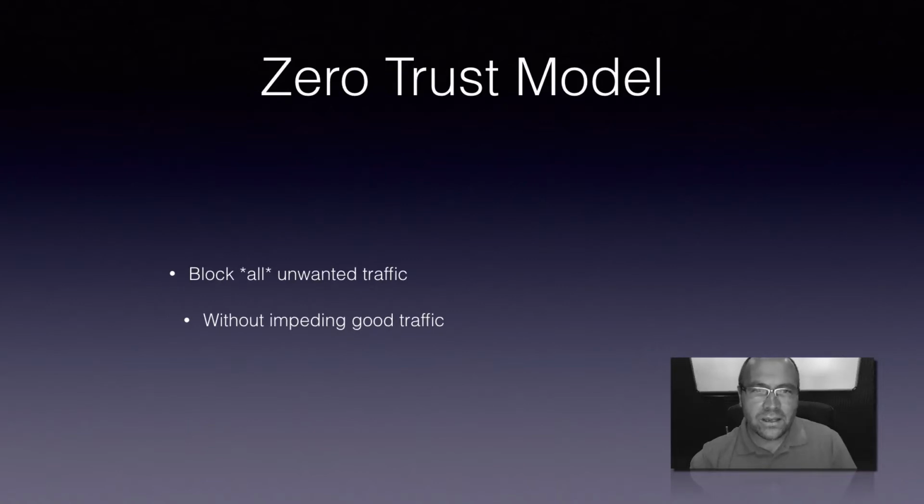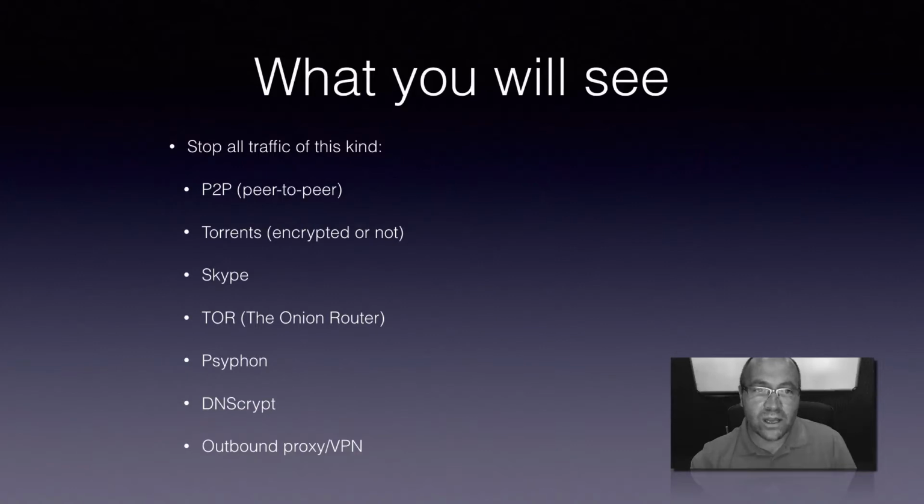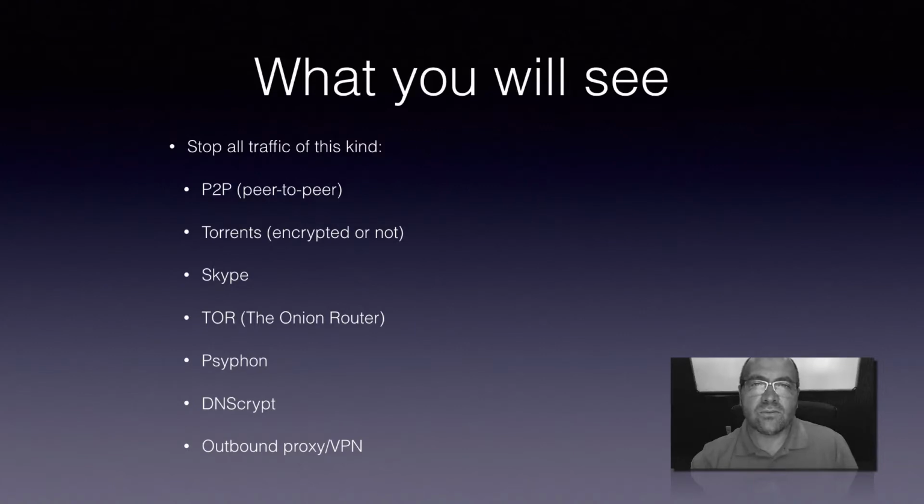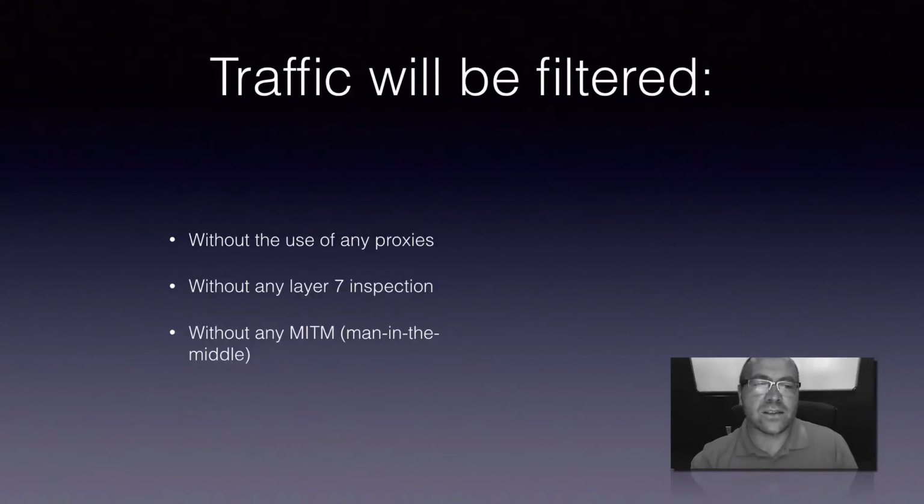I'll show you how, if you're the administrator of a backhaul or a business internet connection or even a small network broadband connection, you can positively stop peer-to-peer traffic, including torrents, whether they're encrypted or otherwise, Skype, or anything else that uses peer-to-peer. You'll stop TOR, the onion router, Psiphon, DNSCrypt bypasses, outbound VPNs, outbound proxy connections, etc. All this will be done without the use of any proxies, without any layer 7 inspection, and without any man-in-the-middle technology. I'll do a demo for you.